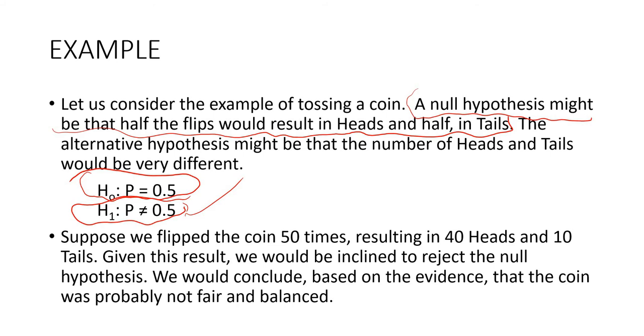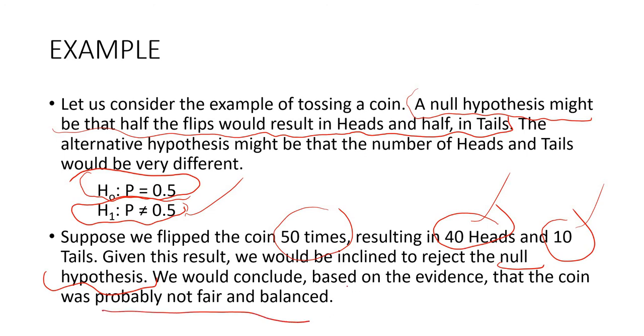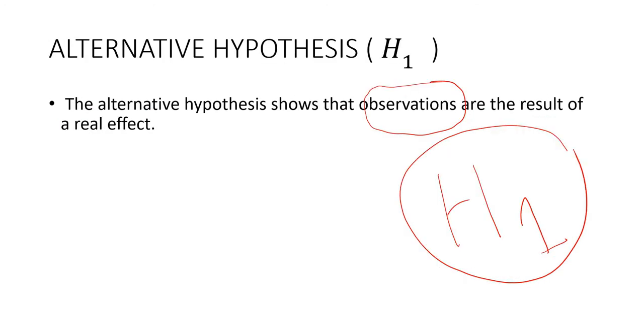You understood? These are all assumptions, and now we are doing the experiment. Suppose we flip the coin 50 times, resulting in 40 heads and 10 tails. Given this result, we would be inclined to reject the null hypothesis. Then we will reject the null hypothesis and we would conclude based on the evidence that the coin was probably not fair and balanced. That's the conclusion. So from this example, you got an idea about the null hypothesis and the alternative hypothesis.